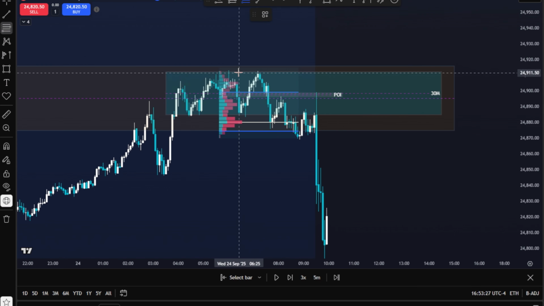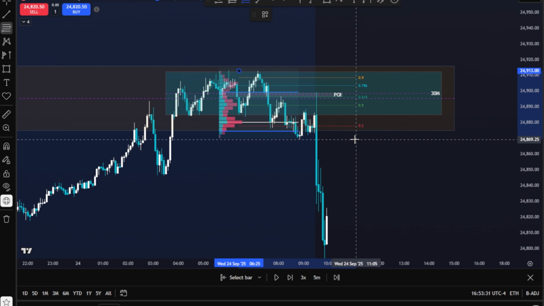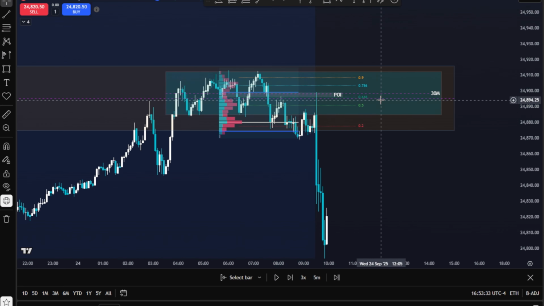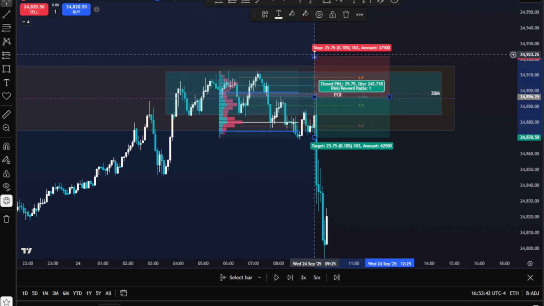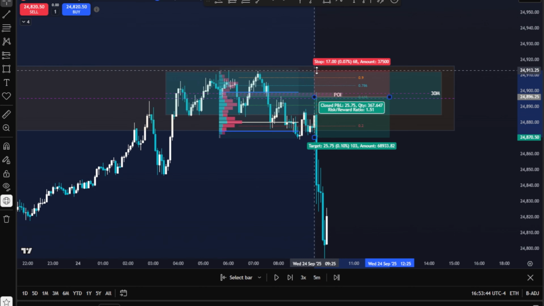And something that adds to the confluence, taking a PD array, the OTE over here at the 61 percent retracement. Then I put my short entry at 61. So I literally got the top wick of this, and then I just put my stop at the top here.